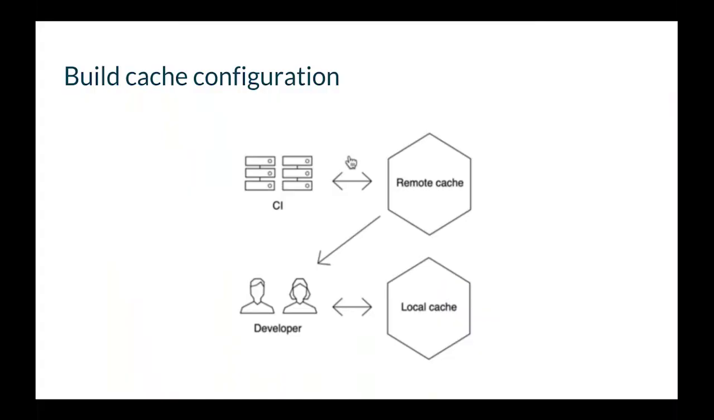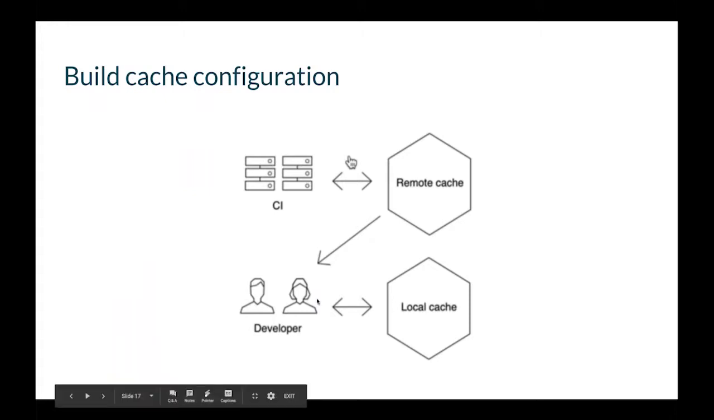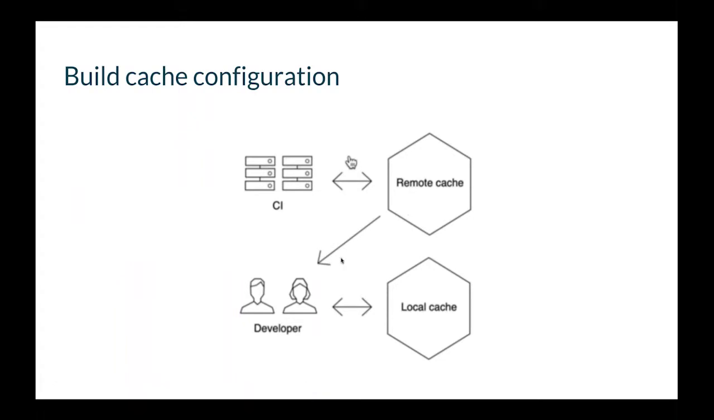And we also have a short graph for this, so you can see the developers read and write from the local cache, that's local to their machine. They pull from the remote cache, but they don't push to the remote cache, and then CI does both.